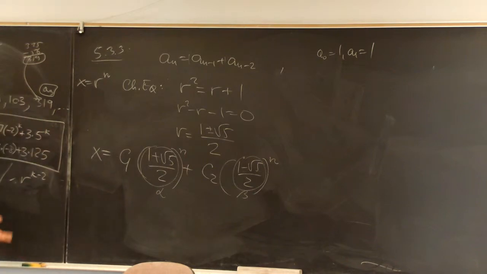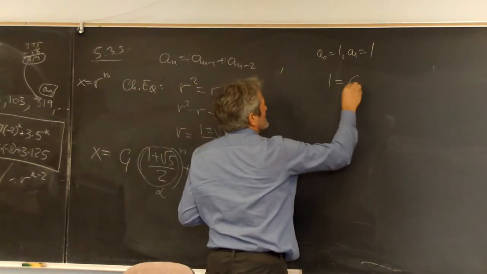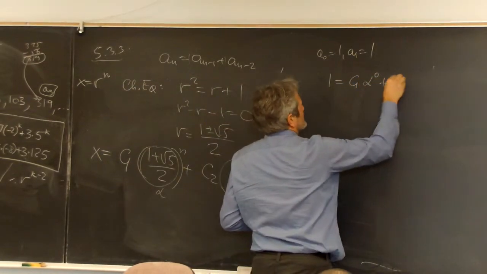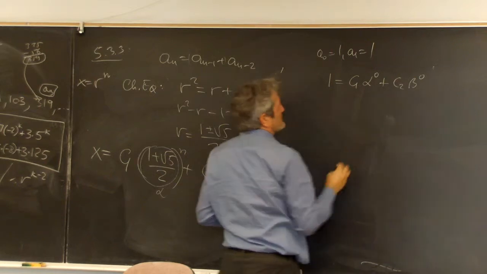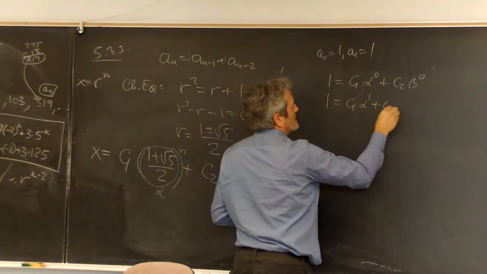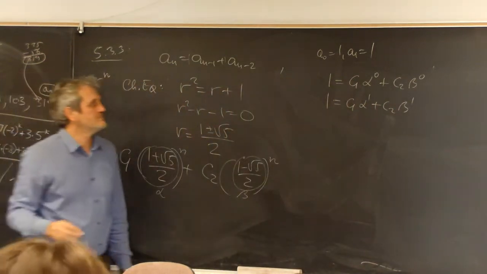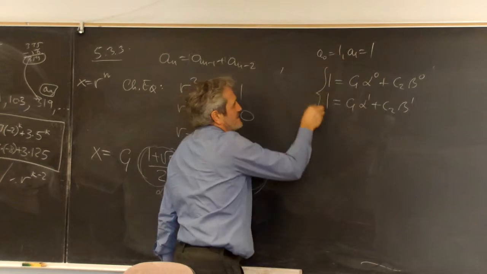It's easier to write alpha than write all this quotient. So when I plug in the initial conditions, I get the following. 1 equals C1 alpha to the 0 plus C2 beta to the 0. And 1 again is C1 alpha to the 1 plus C2 beta to the 1. Do you agree with me? So now I need to solve this system.